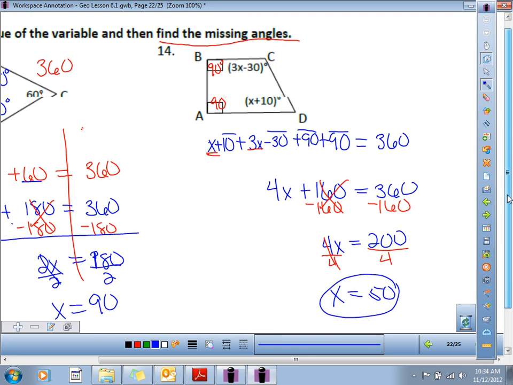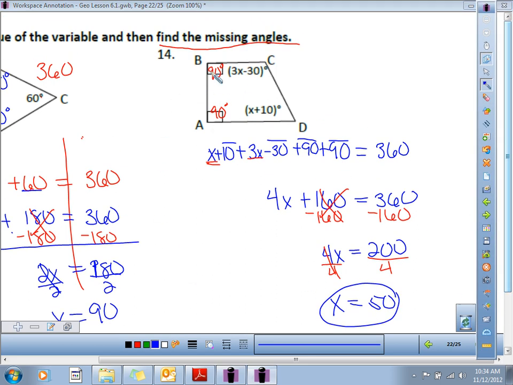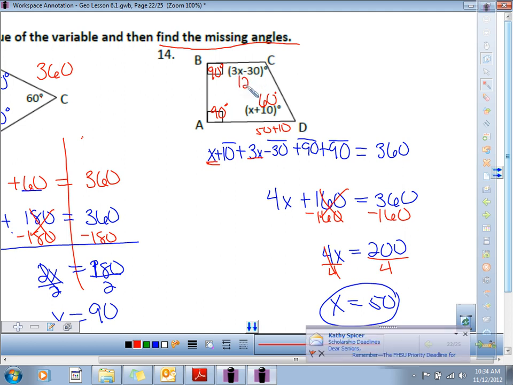But now remember, we need to go back up and find those angles. These two we know already. So what we need to do is take x, which is 50. 50 plus 10 is 60. And then we go 3 times 50, which is 150. 150 minus 30 is 120 degrees.